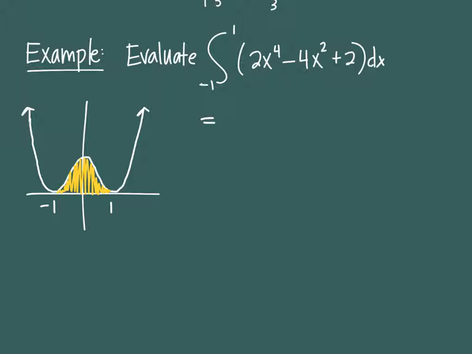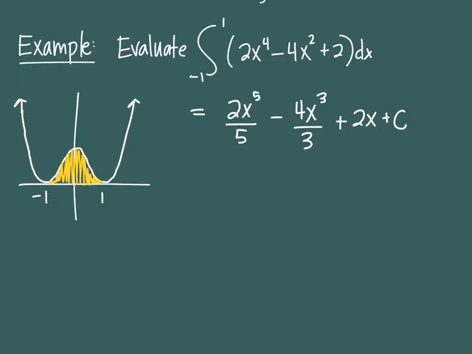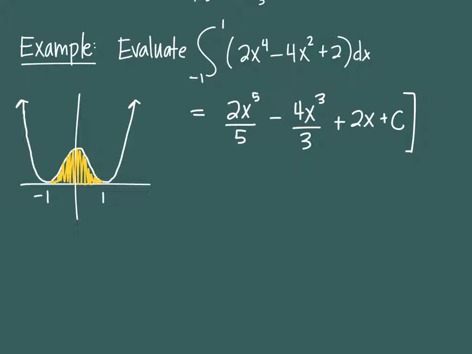So 2x to the 4th, that's a constant 2, so it'll be 2x raised up to the 5th power and divided by 5. Minus 4x squared becomes 4x, and its new power is cubed, divided by 3. The constant 2 becomes the expression 2x, and then we have c as our constant, which is added to every antiderivative. And we'll be evaluating that from a lower bound of -1 to an upper bound of +1.